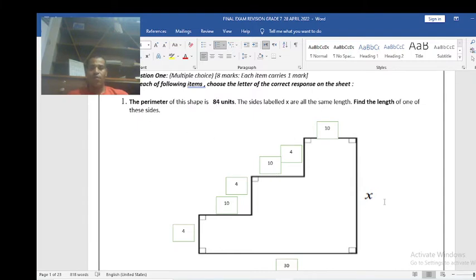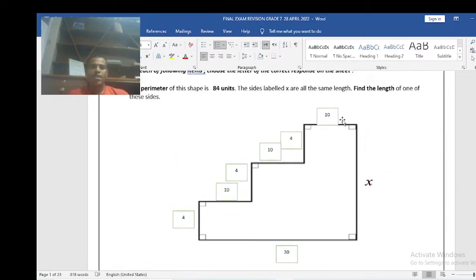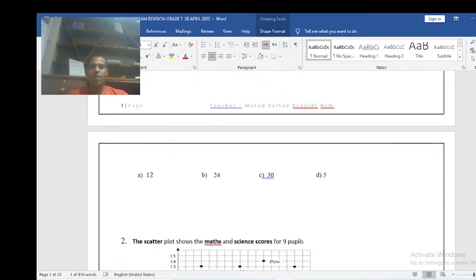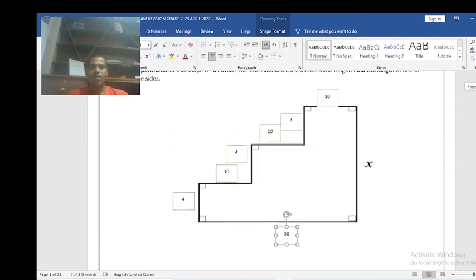First of all, you can see that the length here is 10, and here is 4, then 10, then 4, then 10, then 4, and this is 30, and this is the unknown variable, the unknown length. To solve this kind of question, learners, I will start by finding the perimeter. Here there are 2 methods. The first method, I will calculate the perimeter.